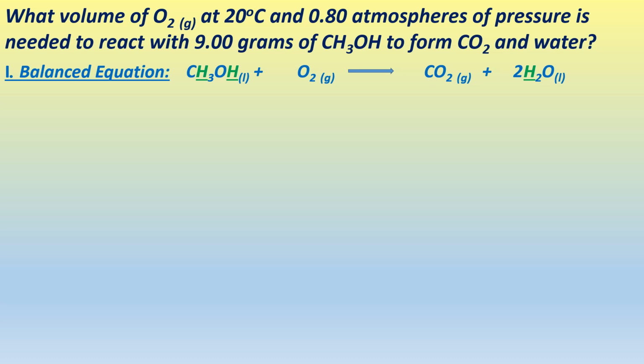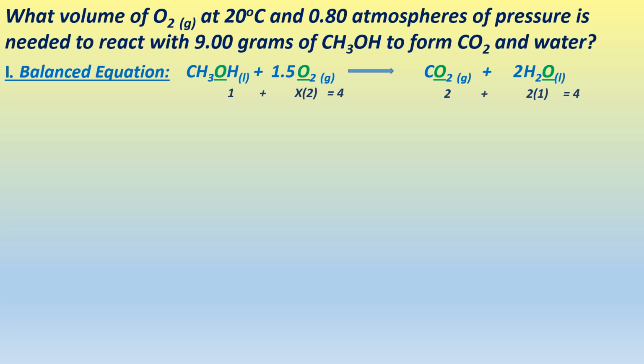And now, on the right, I have CO2 giving me 2 oxygens, and 2 waters giving me 2 more oxygens. So a total of 4 oxygens on the right means I would need 1.5 O2 molecules on the left.